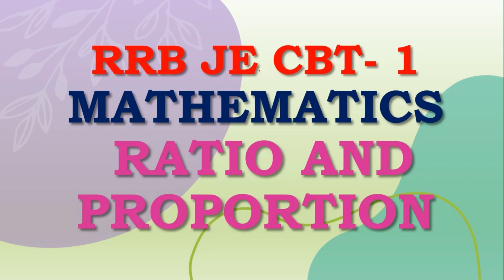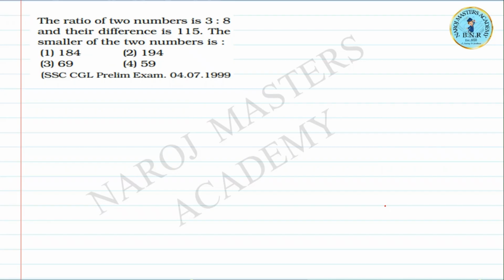So RRB CBT 1, paper 1, we are going to discuss here the new topic, ratio and proportion. Let us go to the first question. The ratio of two numbers is 3 is to 8 and the difference is 115. The smaller of the two numbers is, we have to find the smaller number between these two, 3 is to 8.